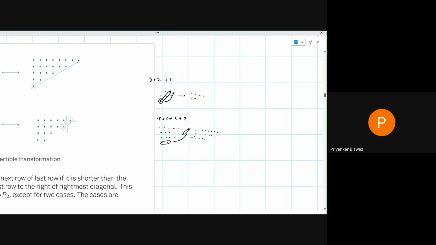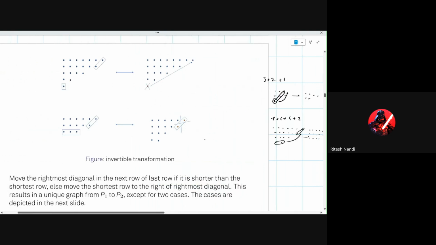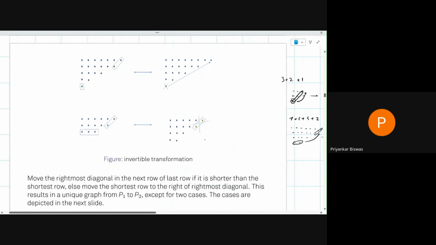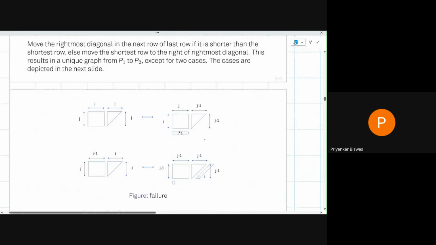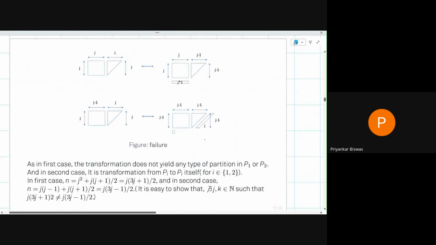Okay. Yeah, it's clear now. So you can figure it out yourself why this transformation is an invertible transformation. Well, this is invertible, leaving only 2 cases. If you get a paragraph like these 2 types, you will not get a partition from one type from another, or you will not get a valid partition at all.